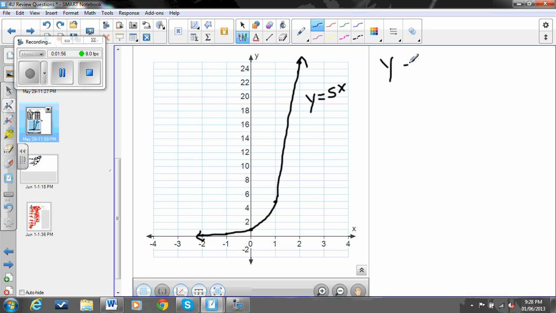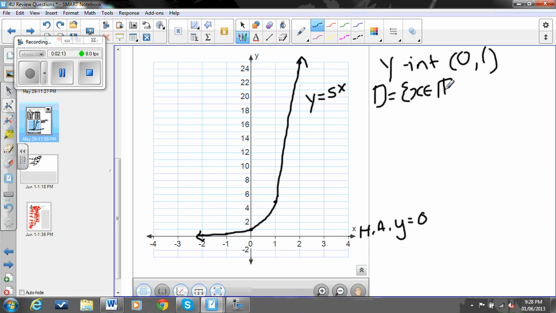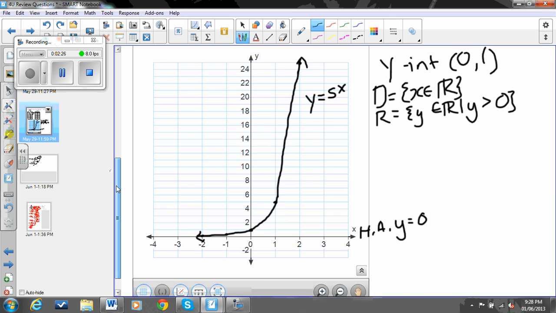The y-intercept for that graph is 0, 1. The horizontal asymptote is y equals 0, or the x-axis. The domain is x is an element of the real numbers, and the range is y is an element of the real numbers, such that y is greater than 0. Let's see how those characteristics change with our new equation.